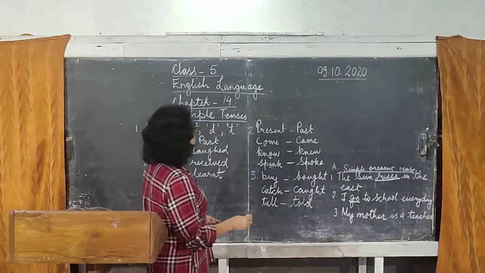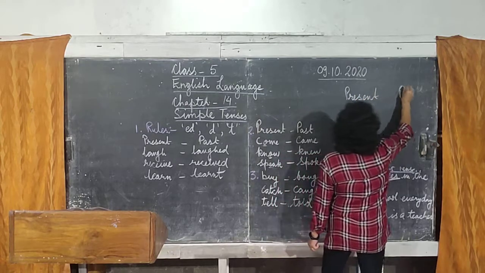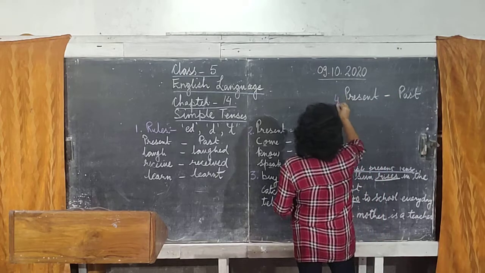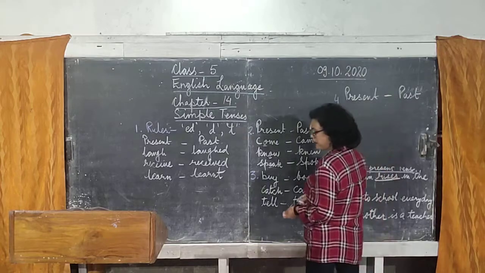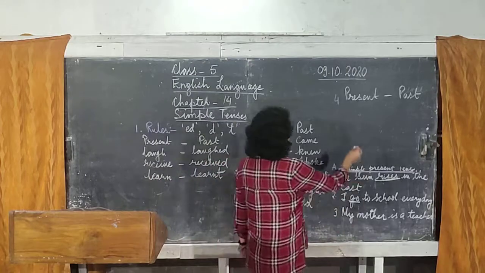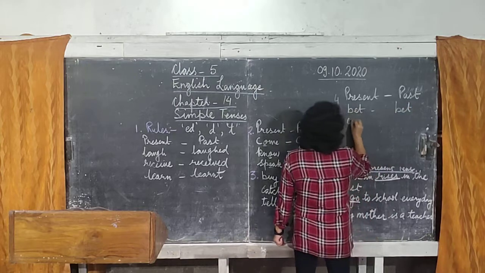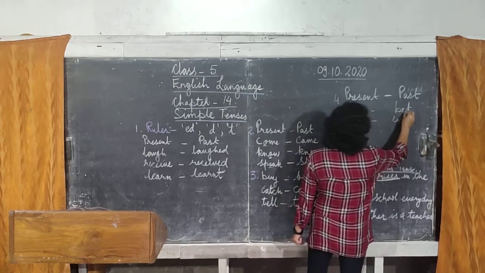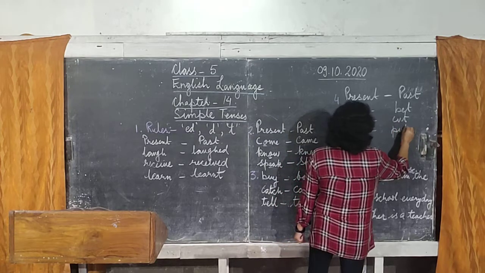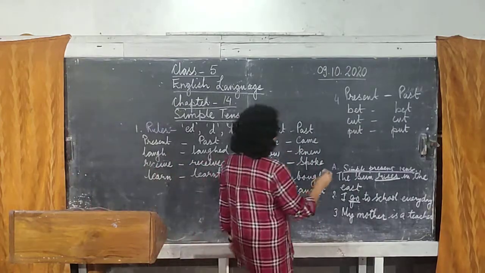I'm just writing them down here. Present and past. This is number 4. Which words remain the same from the present to the past tense, when you change them, they remain the same. Many of them, but I'll just write a few of them here. Bet, cut. You don't say cut it, you say cut. Put. You don't say put it, you say put. Okay? Bet, cut, put. And hit, hurt.